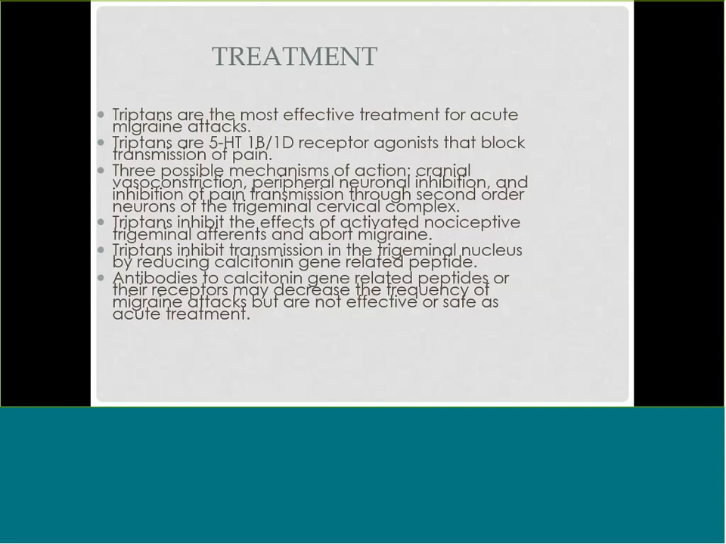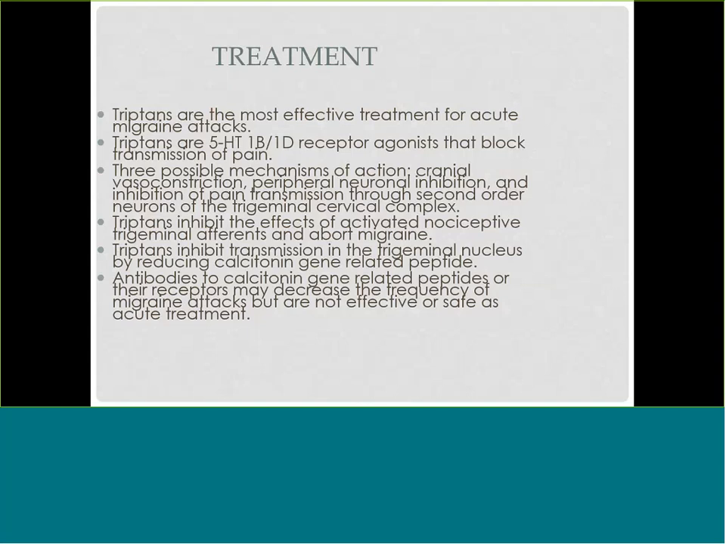So we'll talk about treatments. One of the more effective treatments, at least in adults, are triptans. Triptans are 5-HT1B, 1D serotonergic receptor agonists that work to block transmission of pain. And the most likely mechanism is to block electrical transmission of information through the second-order neurons in the brainstem.